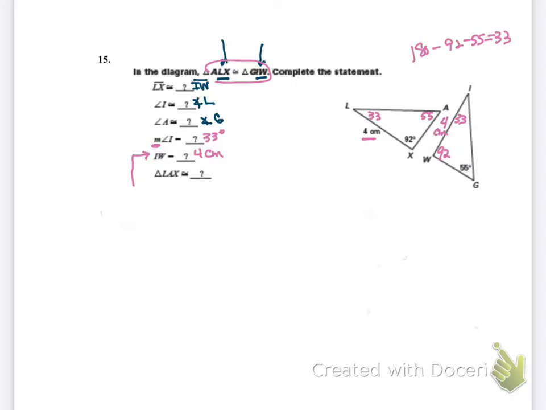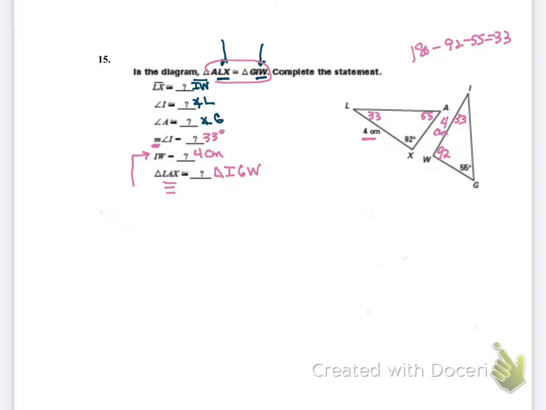Okay, so here they changed the order of the letters, so LAX. So let's look at your original statement. All they did was invert the A and the L. So do the same thing to the other little triangle. Invert the I and the G, and IGW should be the order we want.